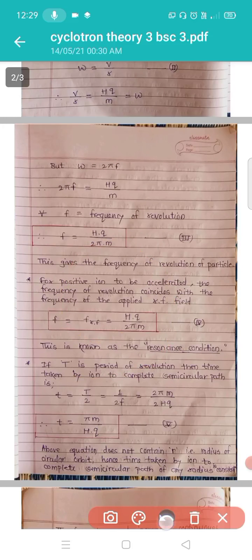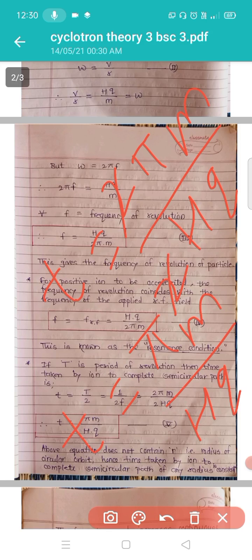t is equal to 2 pi m upon 2Hq. The 2 gets cancelled and we get the final equation t is equal to pi m upon Hq. In this equation there is no r, the radius of the circular orbit. Hence the time taken by the ion to complete the semicircular path of any radius is constant. Therefore its speed increases continuously, and so the ion is said to be accelerated.